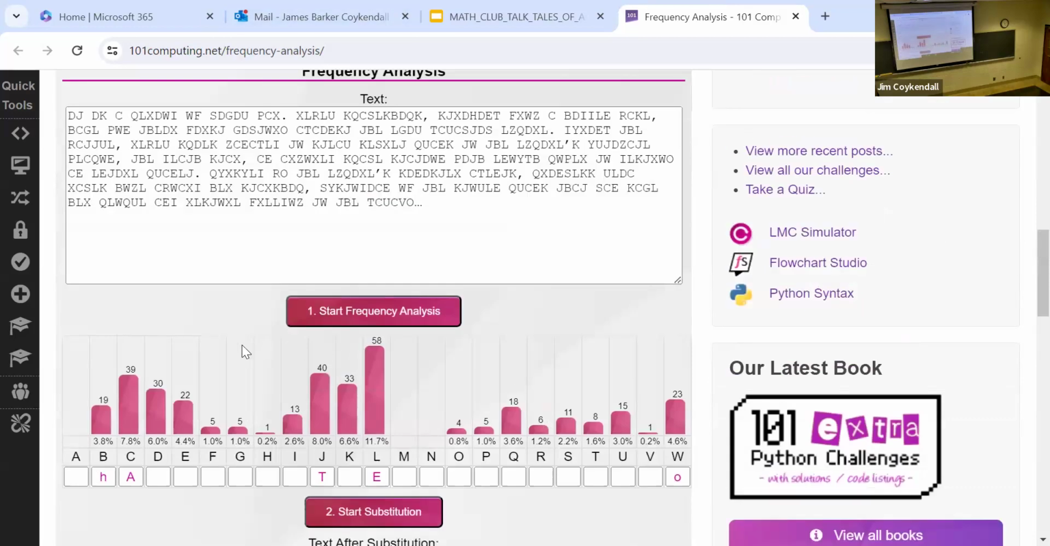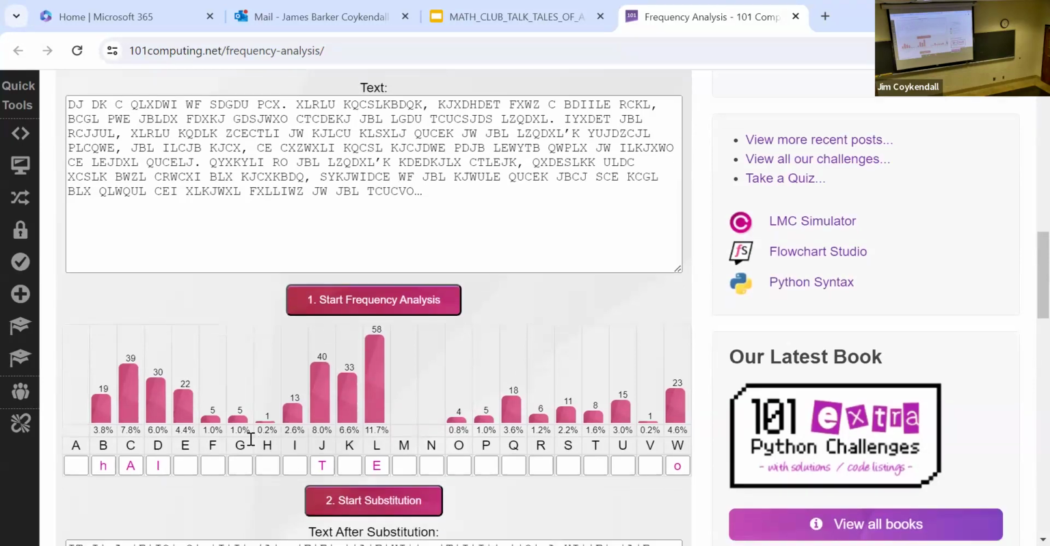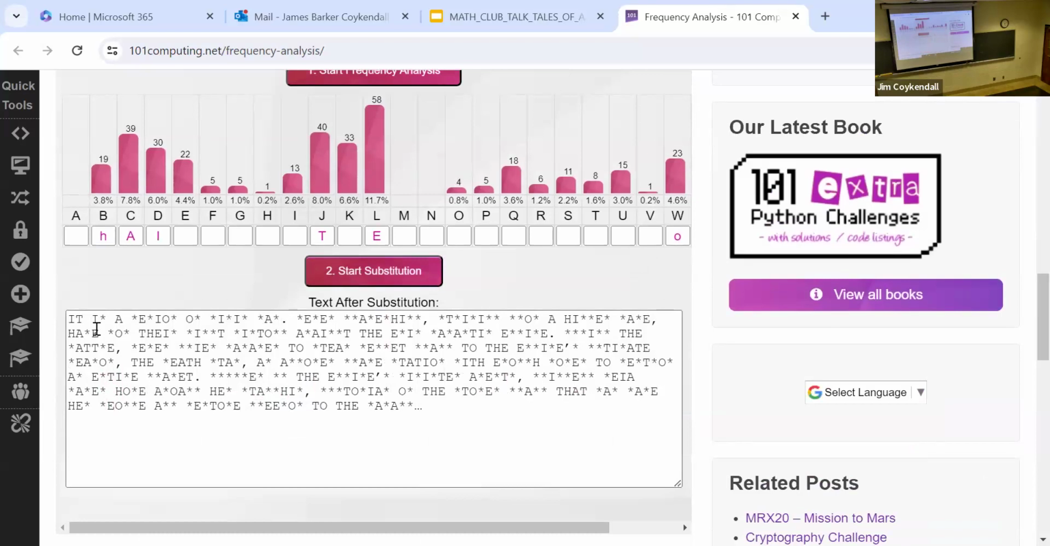So let's go here, and we see, okay, that was a D. So let's replace it with an A. And let's start the substitution. Oh, and now I see here that I have an I, and there is something here. What should it be? You need a verb. It should be what? Yes.